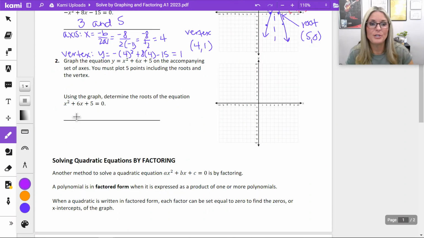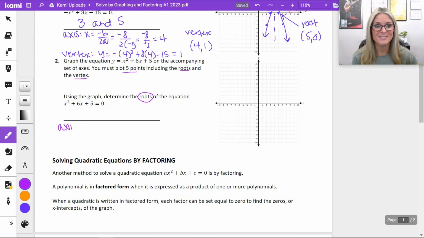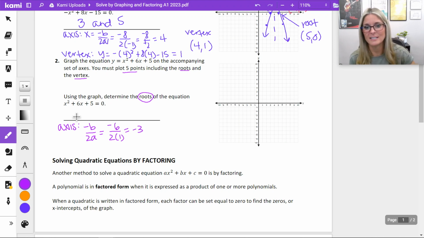Let's try again with number 2. Graph the equation y equals x squared plus 6x plus 5 on the set of axes. You must plot 5 points, including the roots and the vertex. Using the graph, determine the roots, or x-intercepts, that would solve the equation x squared plus 6x plus 5. So again, just reviewing, the axis of symmetry, negative b over 2a, for this one would be negative 6 over 2 times 1, so I'm going to have negative 3 as my axis of symmetry.